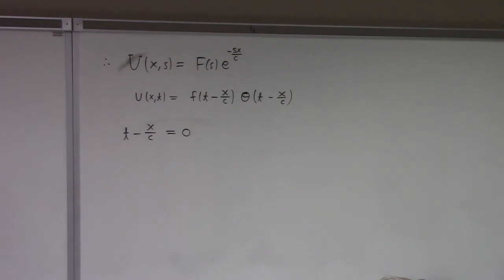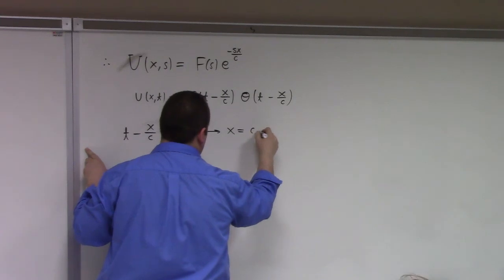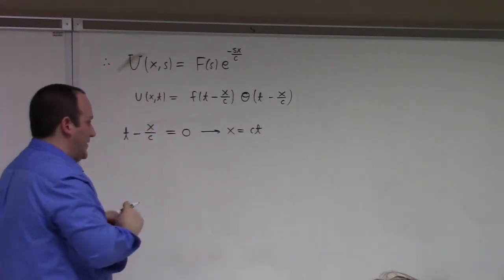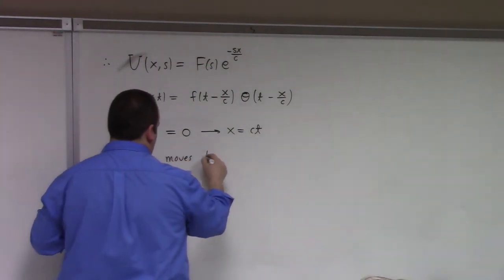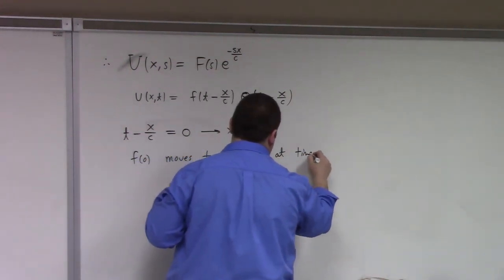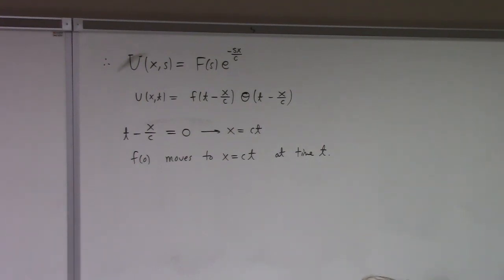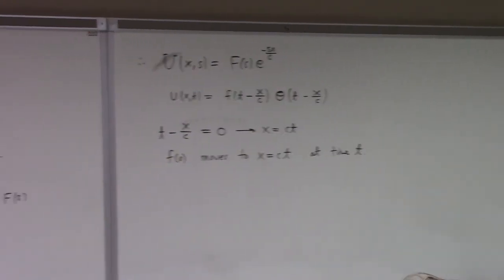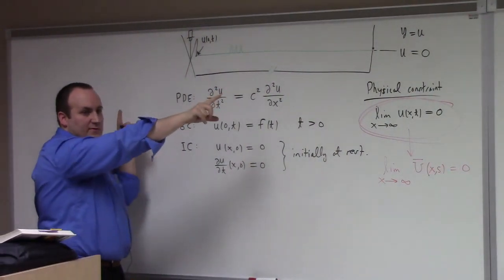Yeah, I just can't find the words today. I mean, solve that for x. What do you get? X equals ct, right? So let me put it into words here. F of 0 moves to x equals ct at time t. So what that's saying is that the solution is just like we expected at the beginning, right? Whatever you do at time 0, it just propagates outward like that.